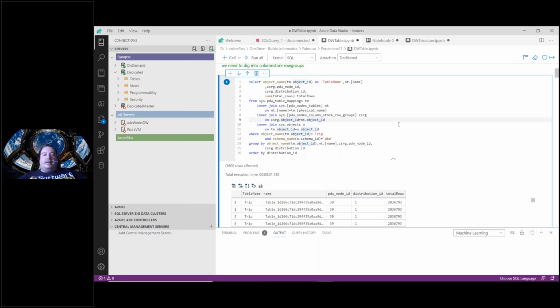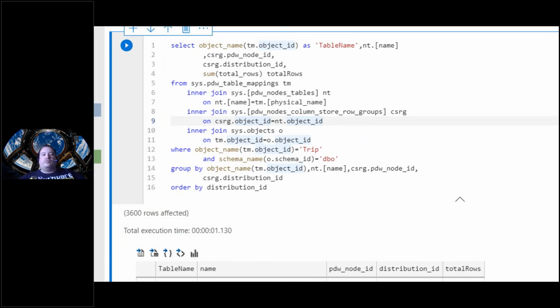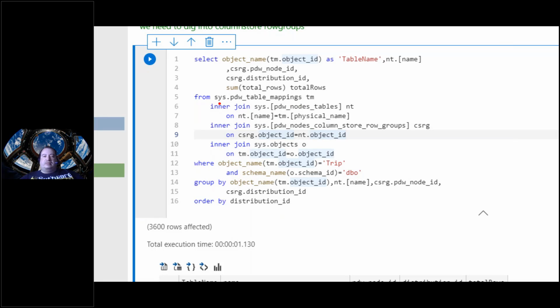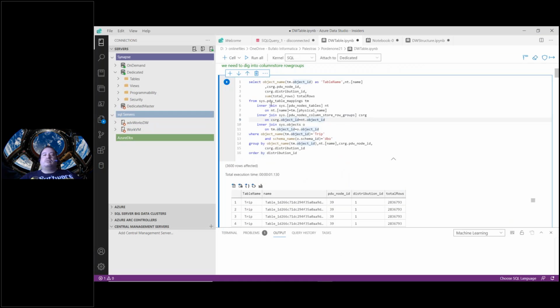So here I'm analyzing how the rows are divided on the distributions. How do I do that? Some of the system tables we already saw, the table mappings. And others are regular system tables like sys.objects, but here I'm using the PDW nodes column store row groups. What does this mean? Column store indexes break the rows into groups of rows called row groups, and these row groups usually have 1 million rows each. So in order to discover how the data is distributed, I need to go down to the column store row group level and get a total of rows.